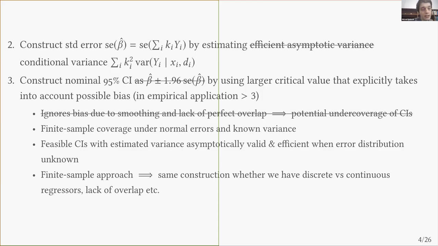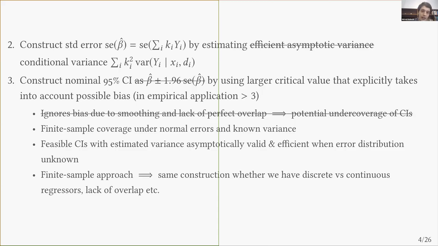What's gonna be new is that in order to construct confidence intervals, we're not gonna add and subtract 1.96 as the critical value times the standard error, but we're gonna use a larger critical value that's gonna explicitly take into account the potential bias of the estimator. So in the empirical application that I'm gonna show you towards the end of the talk, this critical value is going to be much higher than 1.96. Depending on the specifications, it's going to be between 3 and 4, and all specifications are going to be larger than 3. And this is going to reflect the fact that we're explicitly taking into account that the bias in finite samples of our estimator may be non-negligible.